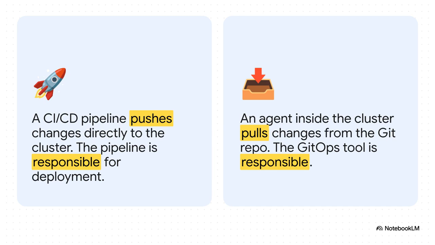And this slide really shows the fundamental shift. See, in the old way of doing CI/CD, the pipeline is an active pusher. It builds your code, it gets the credentials to your cluster, and it literally forces the change into production. The GitOps model completely flips that on its head. Now there's an agent living inside the cluster, and its job is to watch the Git repo. When it sees a change, it reaches out and pulls that change in. So the responsibility for the actual deployment moves from some external pipeline to an internal agent. It sounds subtle, but trust me, it's a massive deal for security and reliability.